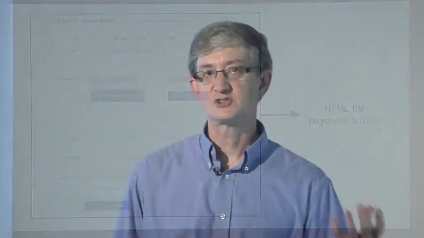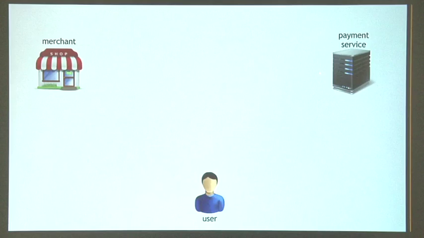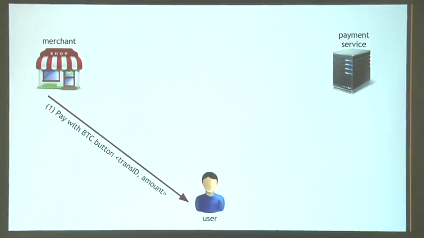So the way that actually works, or one typical way that the mechanism might work for a payment, is illustrated here. Here we have down at the bottom a user who wants to buy something from the merchant who's up here. And we have over here the payment service. Okay, so the user goes to the merchant's website, they shop, they pick out an item they want to buy, and when it comes time to pay, the merchant will deliver a web page which will contain the Pay with Bitcoin button, and it will contain some other information.